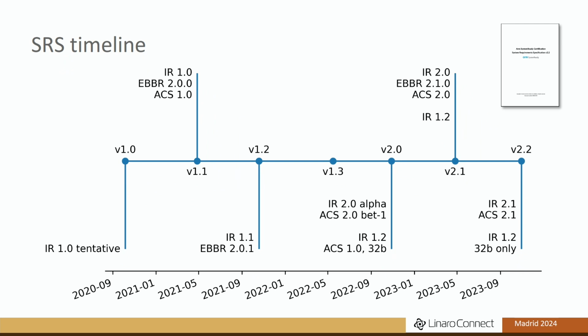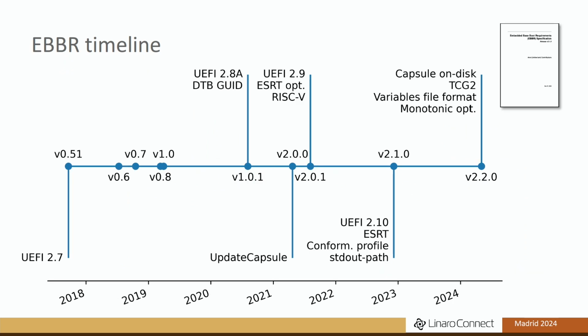So we'll look at the EBBR timeline. So a bit of warning first. The scale is different. This is starting 2 years before the SRS. And you see the version 2.00 corresponds to IR 1.x, and version 2.1.0 corresponds to IR 2.x.